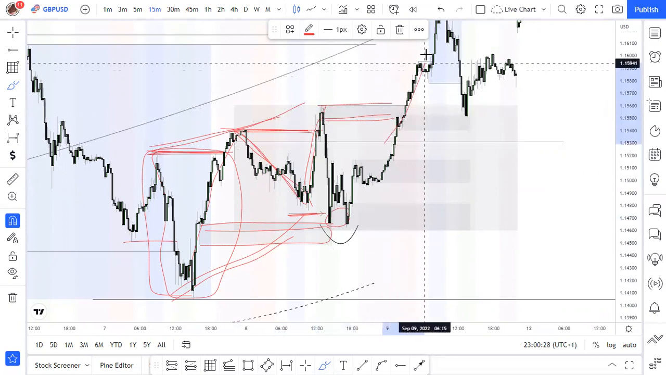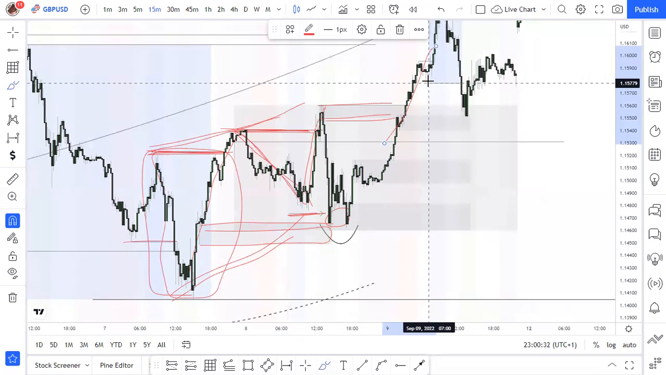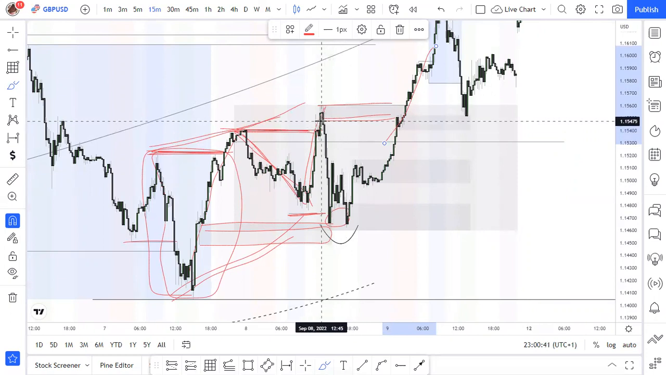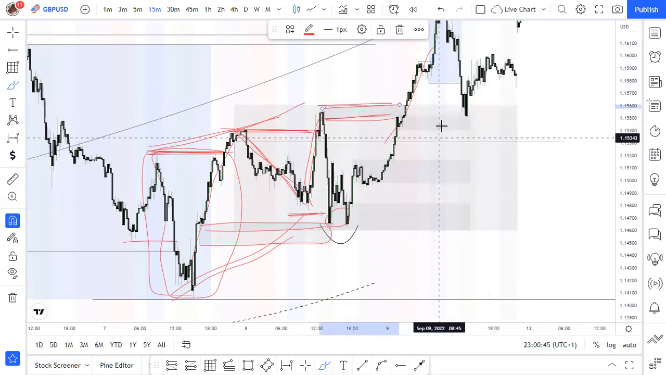Even if price continued upwards, you won't really know for a fact if price is going to continue upwards or downwards. So you just trade what makes sense. You have to be logical when you're trading. So the supply zone, just take your profits.